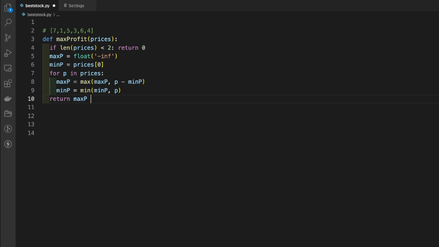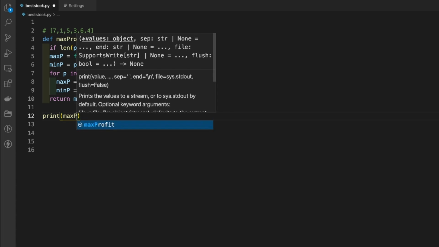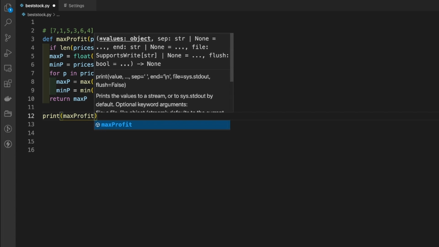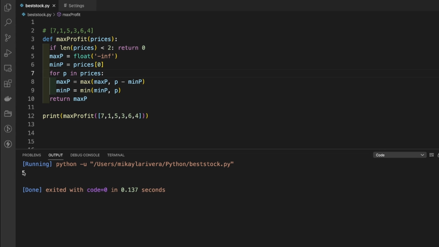And what we can do down here is we can print our value. So max profit is going to have the array 7, 1, 5, 3, 6, and 4 inside of it. And so let's first just test this, make sure this works. Alright, so we get our value 5, just like how we knew before.